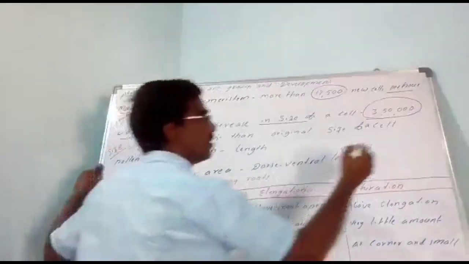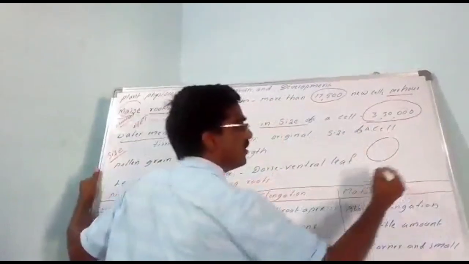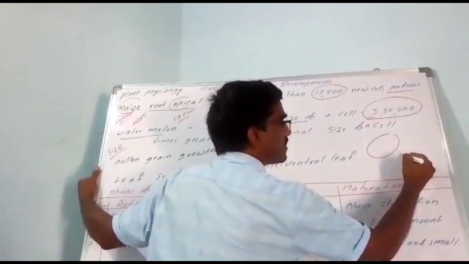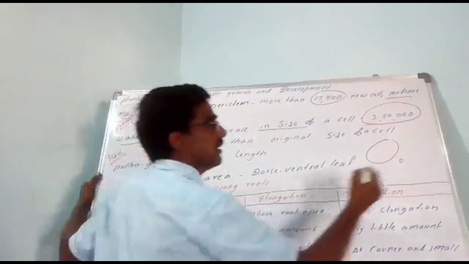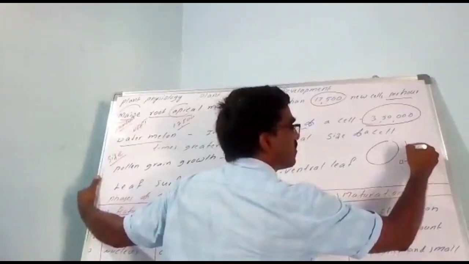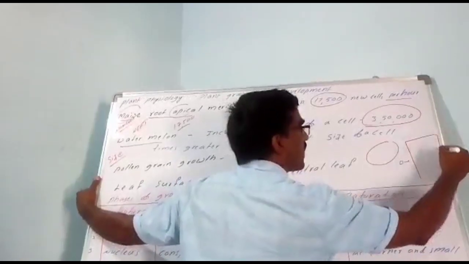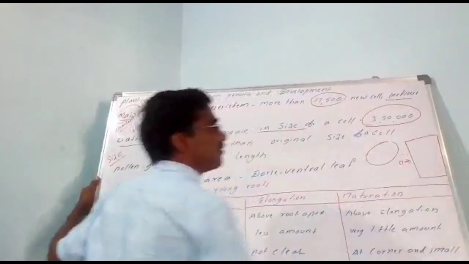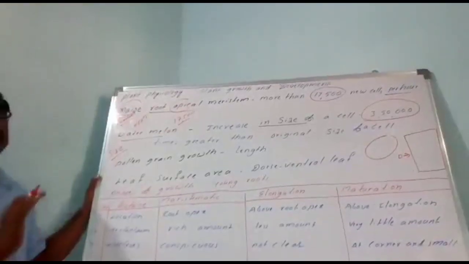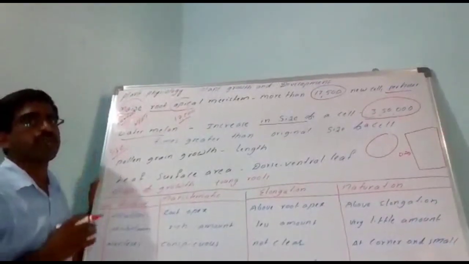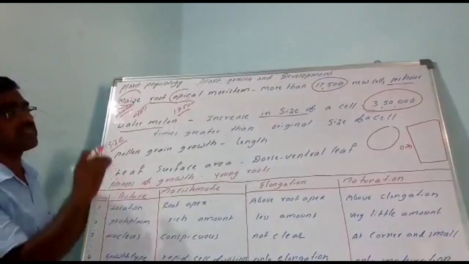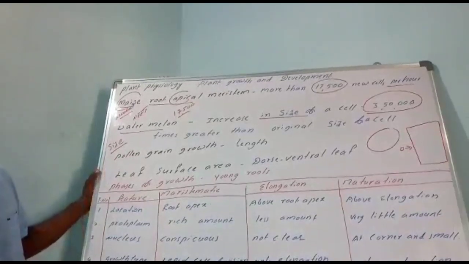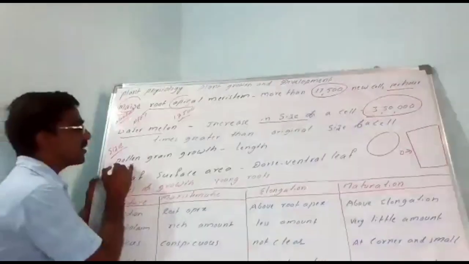Means in the watermelon fruit portion, take the example of an original size cell at the time of immature. If the size of the cell is small, for example 1 millimeter, this cell is increased 3,50,000 times greater than its original size. Means the size of the cell is maximum because of the accumulation of water. That's why watermelon consists of a great amount of water compared with other types of fruits. The cell size increases 3,50,000 times greater than its original size. Then we can see one more example.